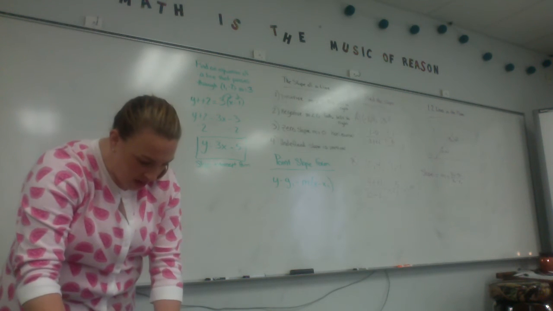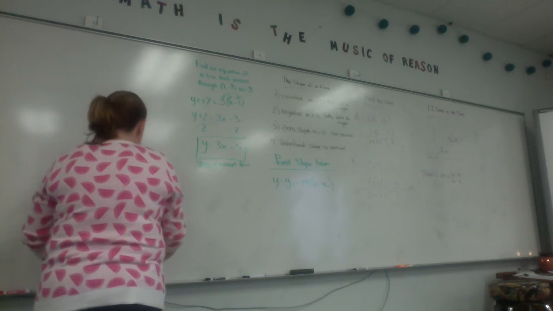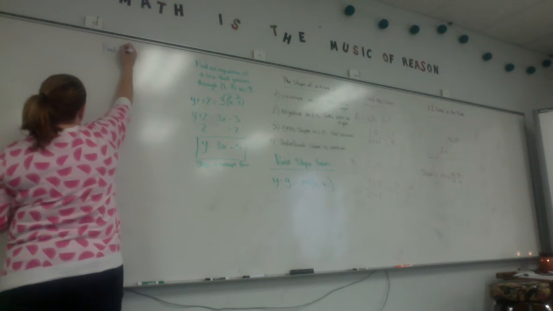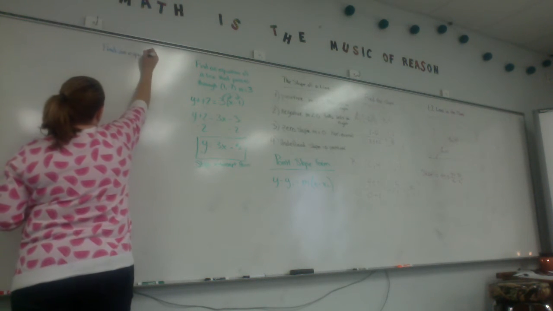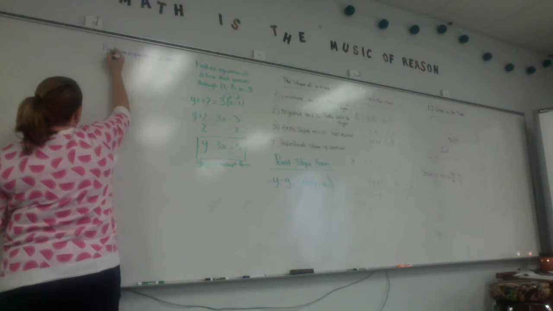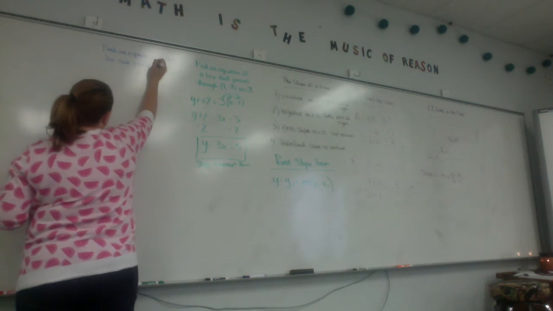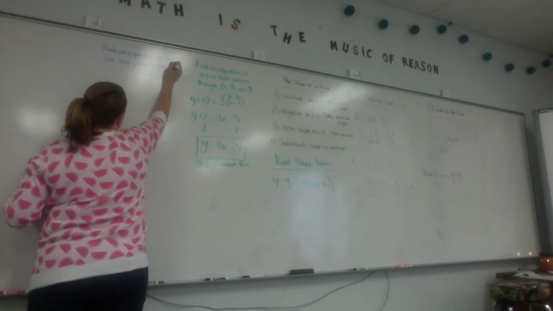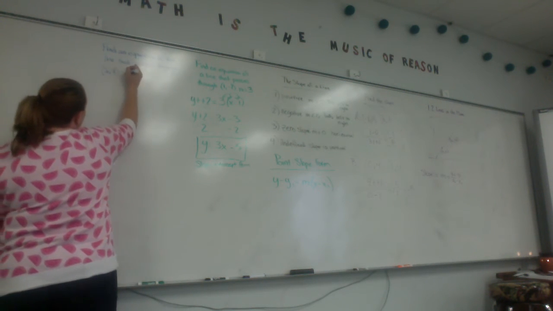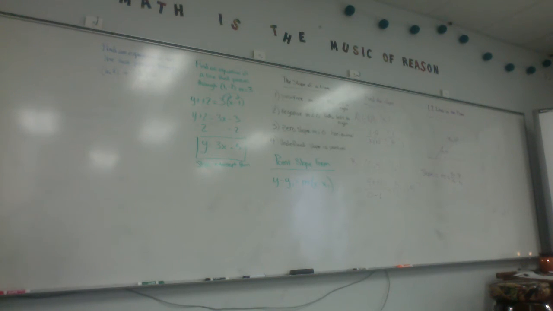What happens if they say, find an equation of the line that passes through (6, 2) and (-3, -1)? How do you do that?